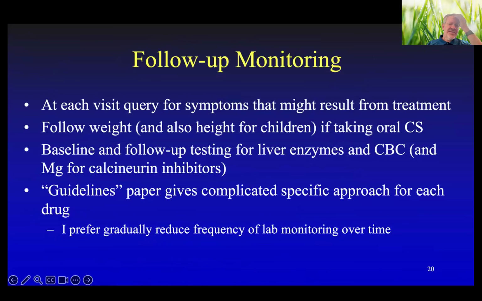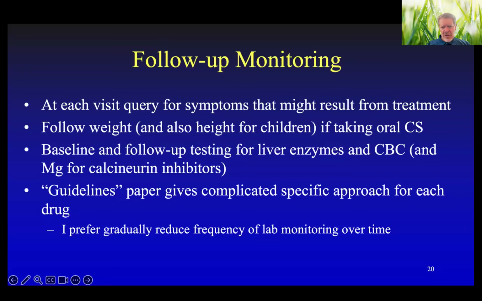Okay, getting back then to longitudinal follow-up of these patients. At each visit, we want to query them for symptoms that might result from the treatment, although we don't want to be too aggressive about doing that and sort of encourage them to complain about minor things. It's ideal to follow weight if they're continuing oral steroids and if children are being managed with oral steroids over time, which isn't recommended in most cases, though we have to do it sometimes in Ethiopia due to our resource restrictions. We would want to monitor height as well.